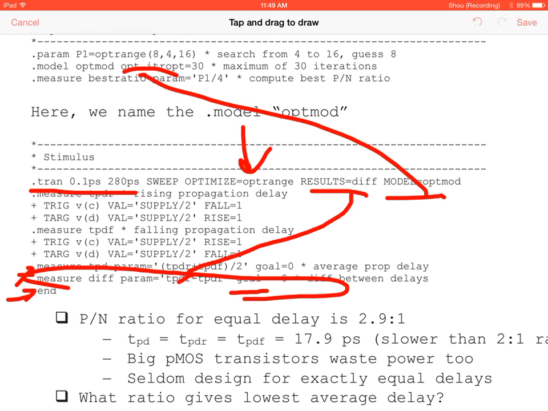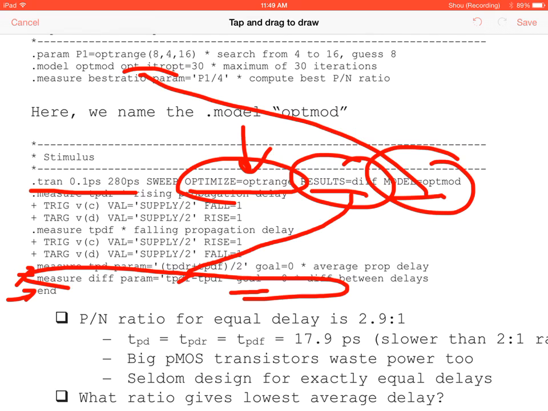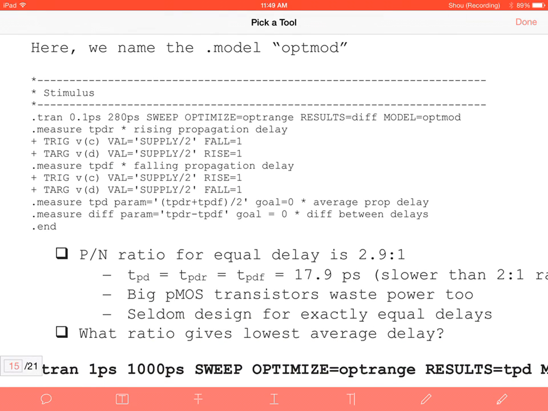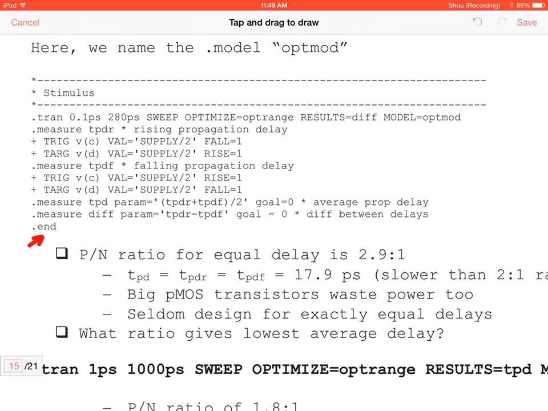So now we've followed the sweep. We have our function, we have when we're stopping, and the number of times we're doing it. And then, as always, .end.